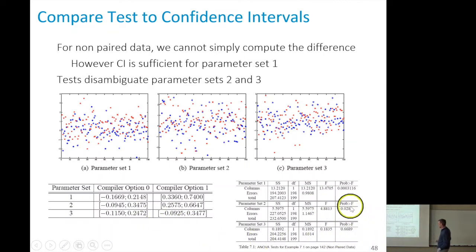And then in the case in between, this is where tests really perhaps are able to disambiguate things. Here it says reject H0, whereas the confidence intervals are largely overlapping. So this is what tests can be used for when we're in the gray zone.